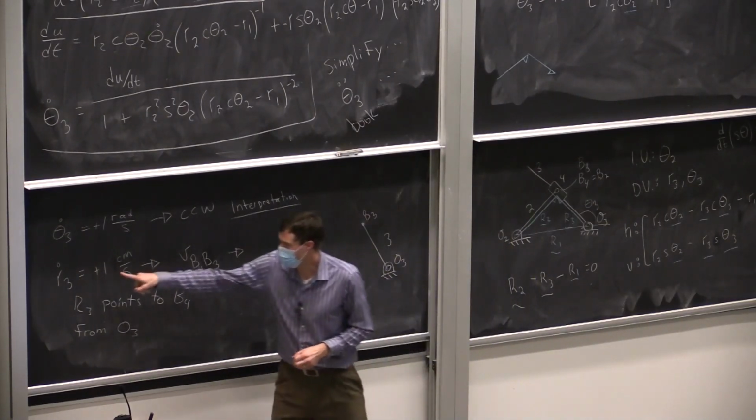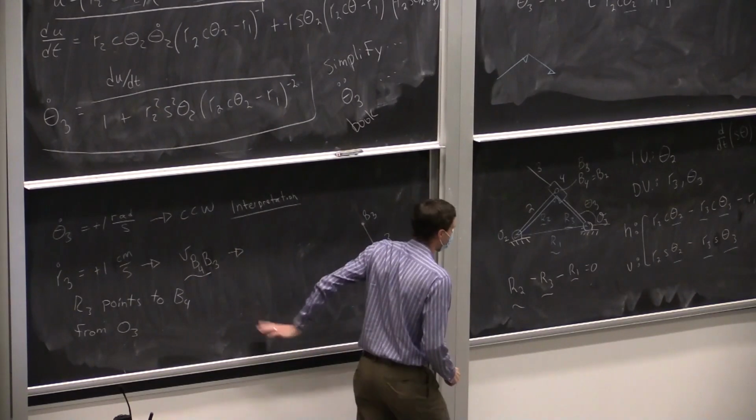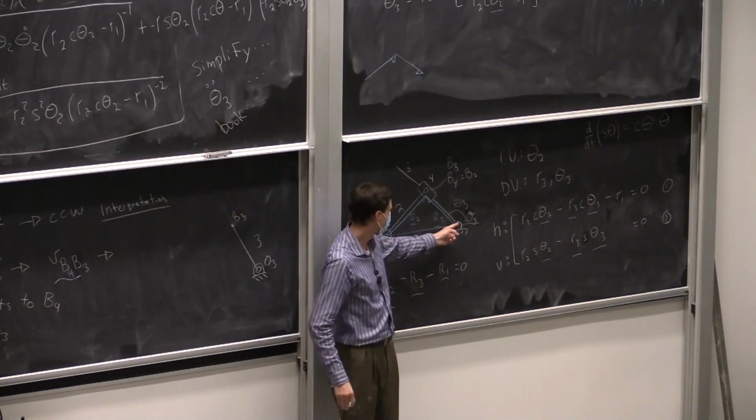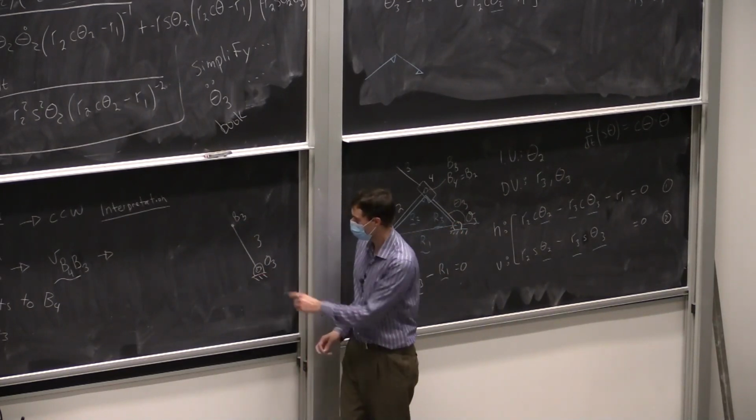So our interpretation of a positive value, let's think about it with this context. R3 is getting longer. This end is pinned to the ground. We draw here, it's pinned to the ground.